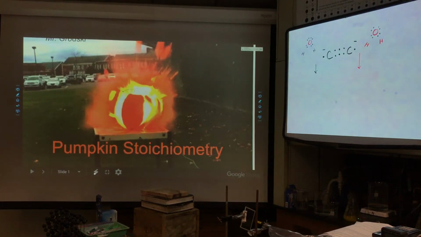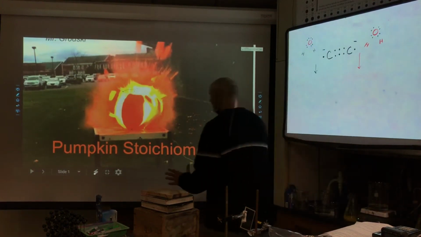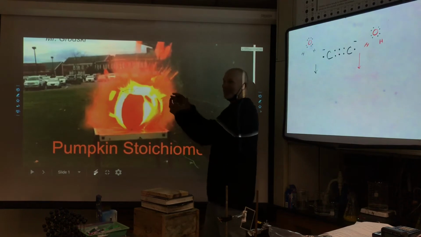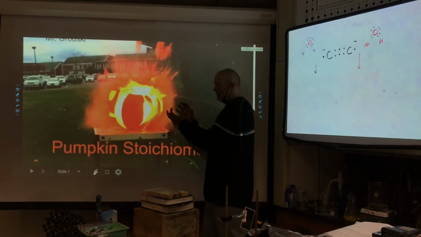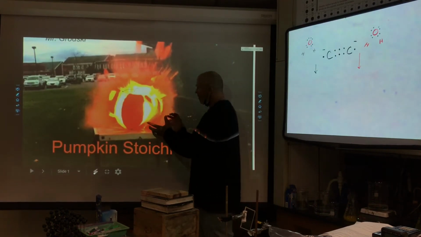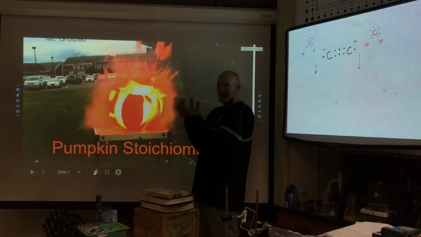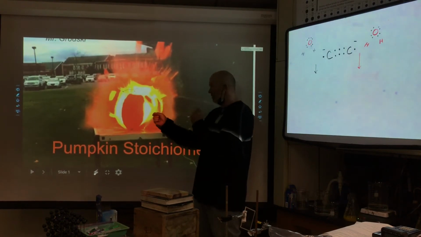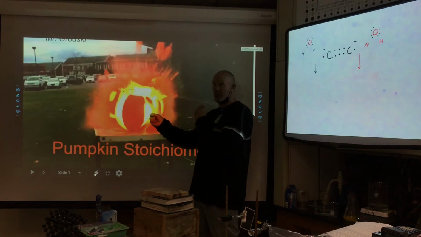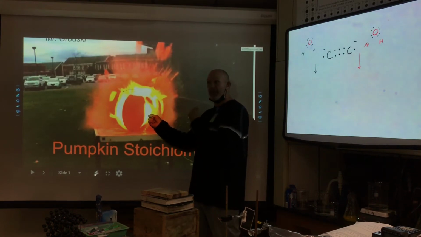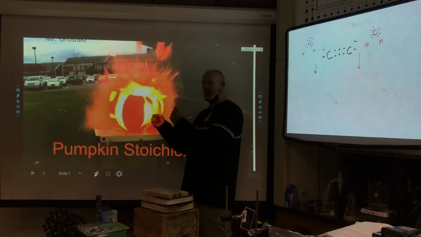So we're going to start with pumpkin stoichiometry. It's got nothing to do with pumpkin. The pumpkin's just the container where the stoichiometry occurs. The fireball is due to acetylene gas reacting with oxygen in the right stoichiometric ratio to get, I always say, good cake. In this case, a good explosion. I want all the acetylene to react with the available oxygen.